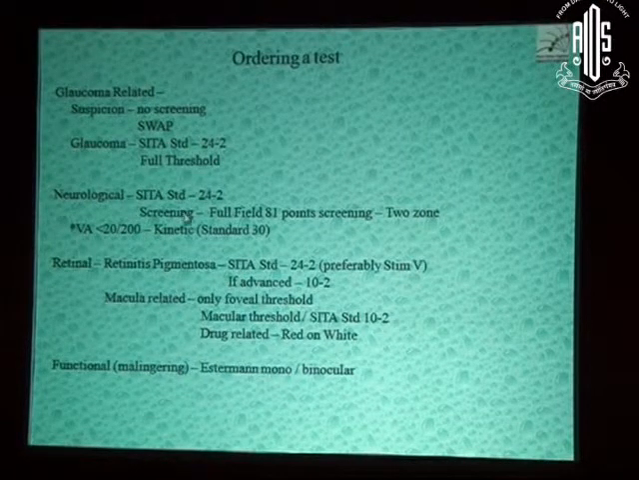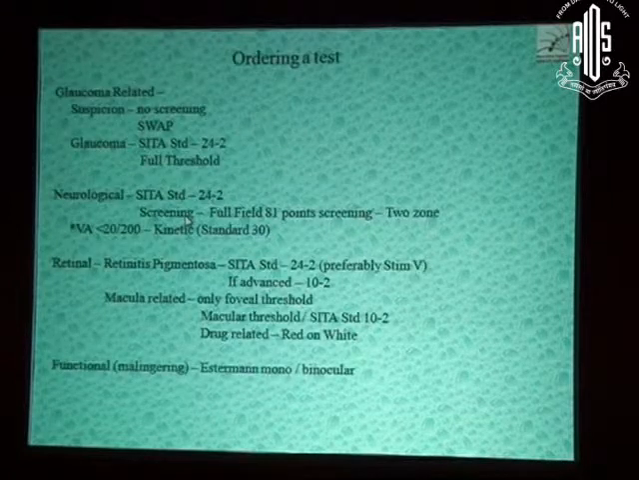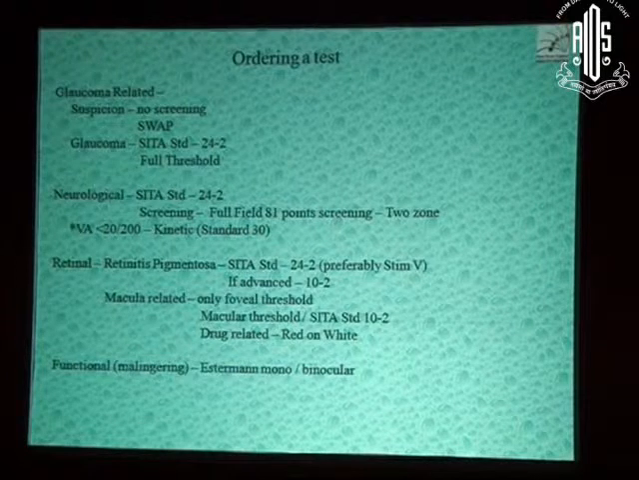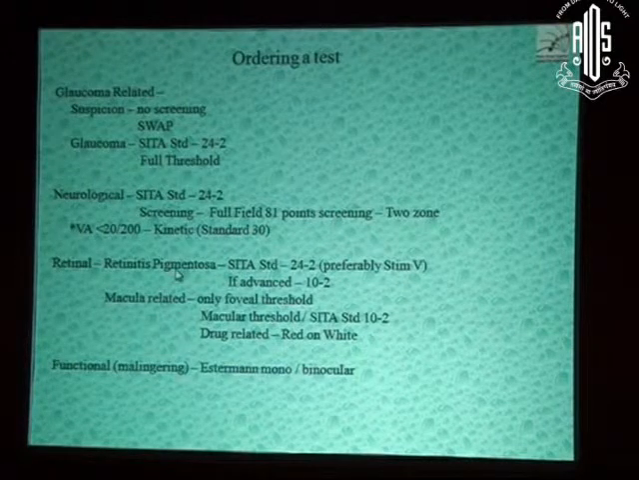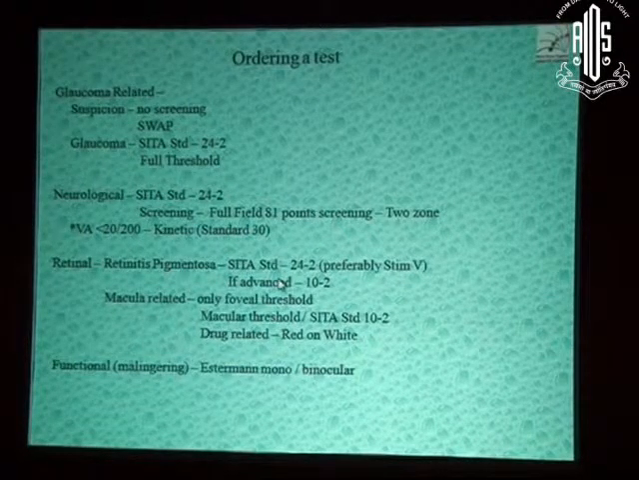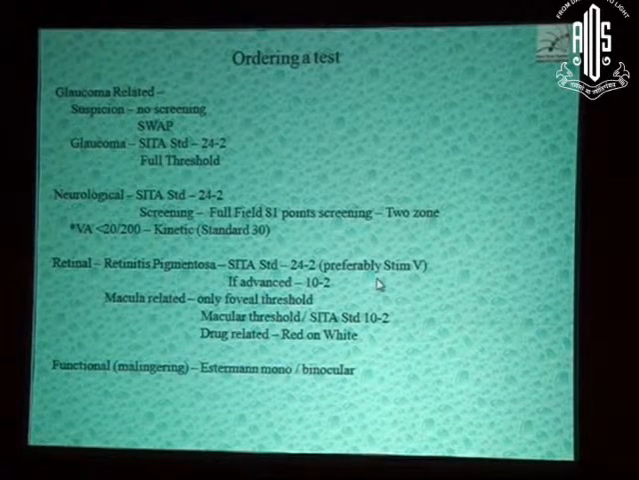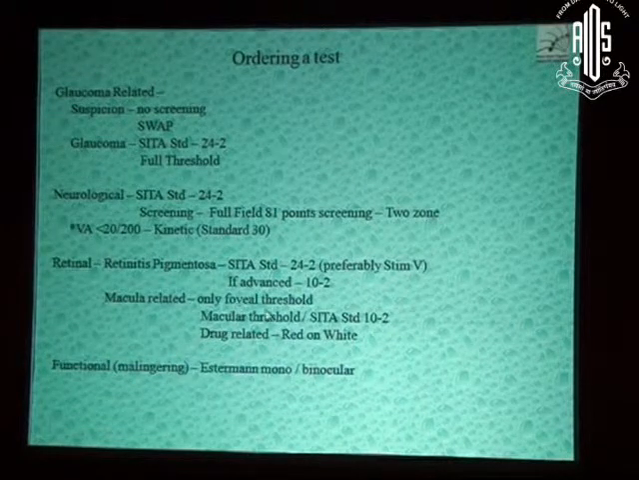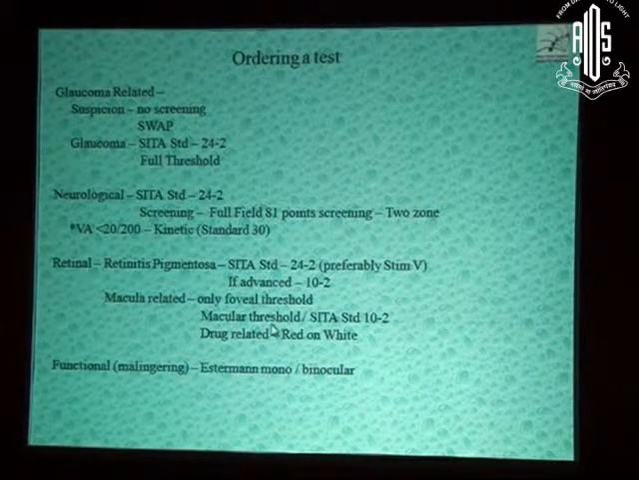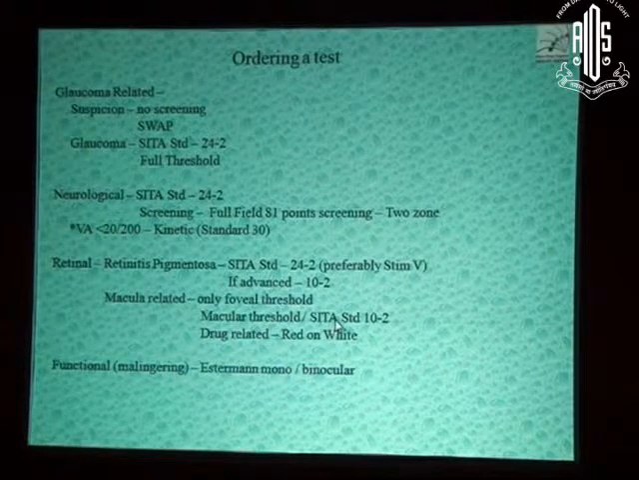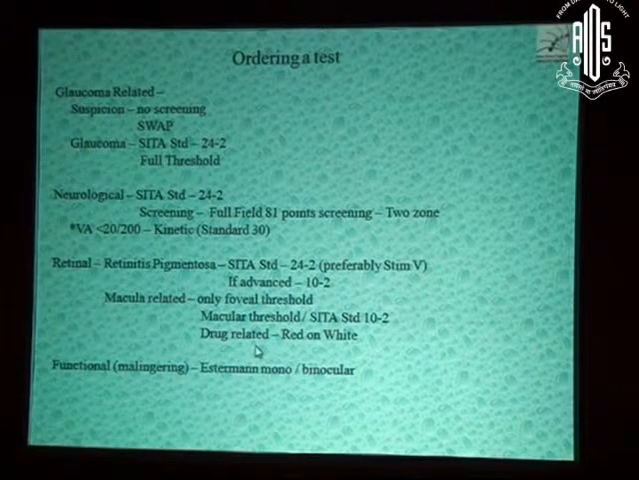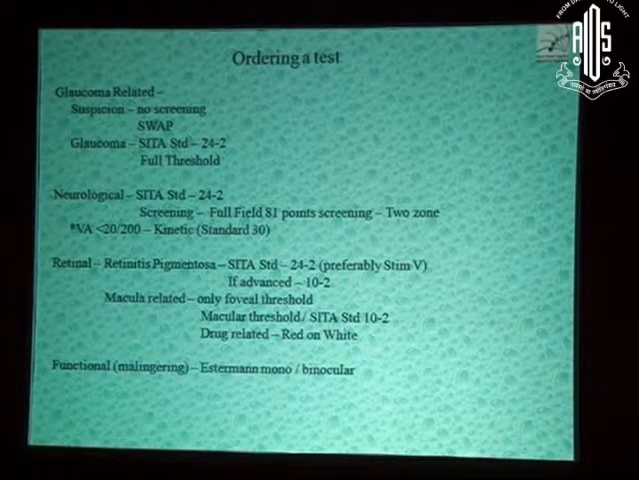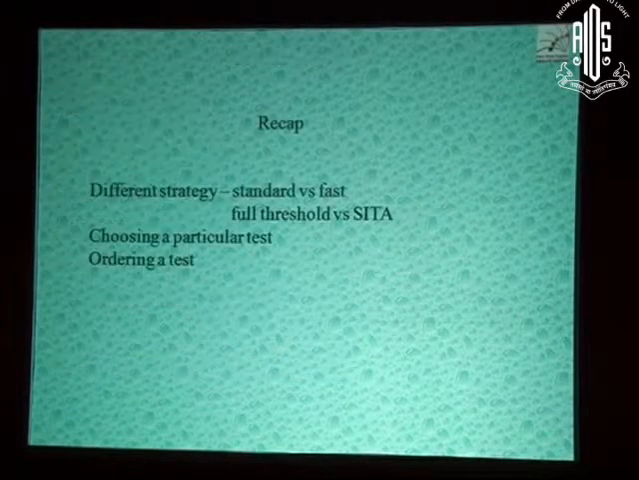In neurological screening, it is better to do the full field 81-point screening. It covers the wide area. In retinal diseases like retinitis pigmentosa, it is better to do SITA standard 24-2, preferably stimulus 5, but if it is advanced, 10-2, macular related only foveal threshold, or in cases of the macular threshold program, macular program or SITA standard 10-2. In drug related cases, as I told, the red and white perimetry. In functional malingering, it is determined binocular or monocular.